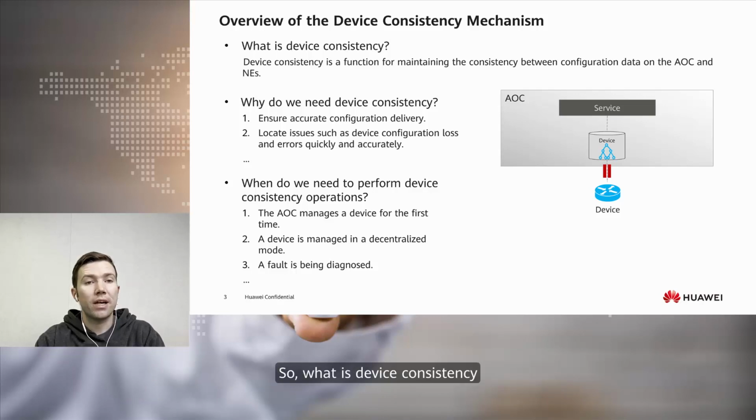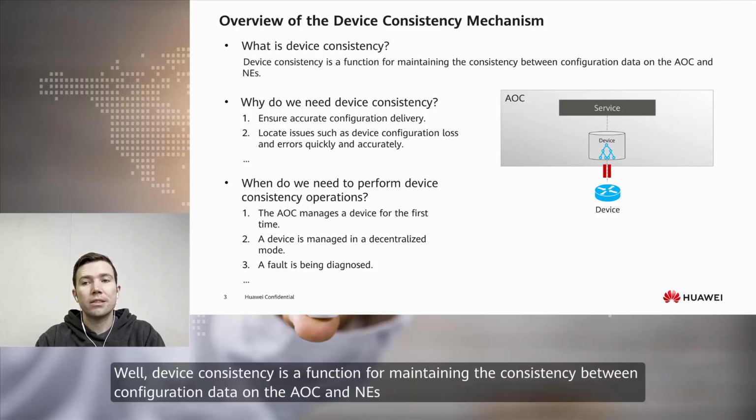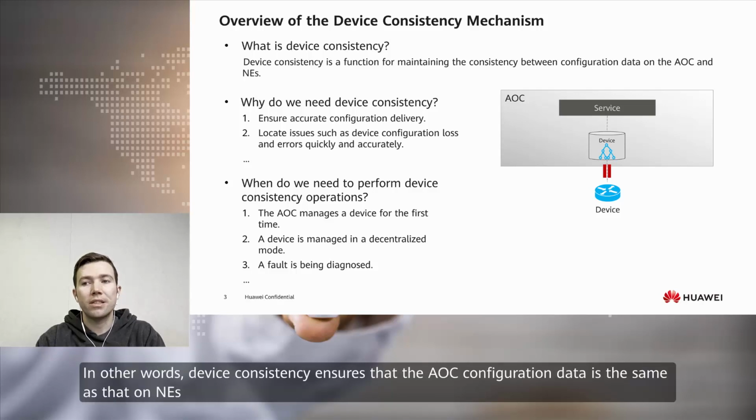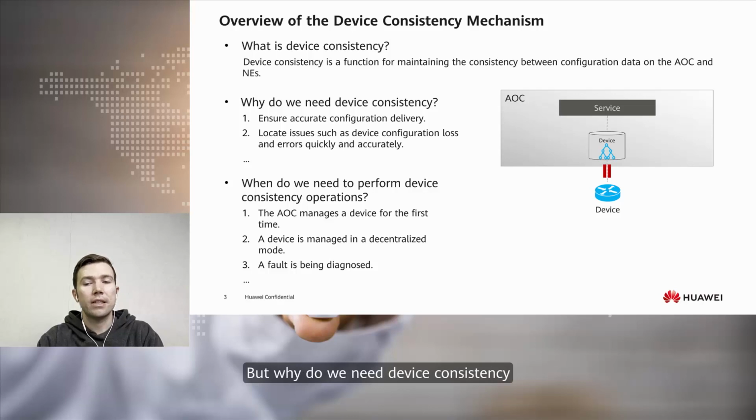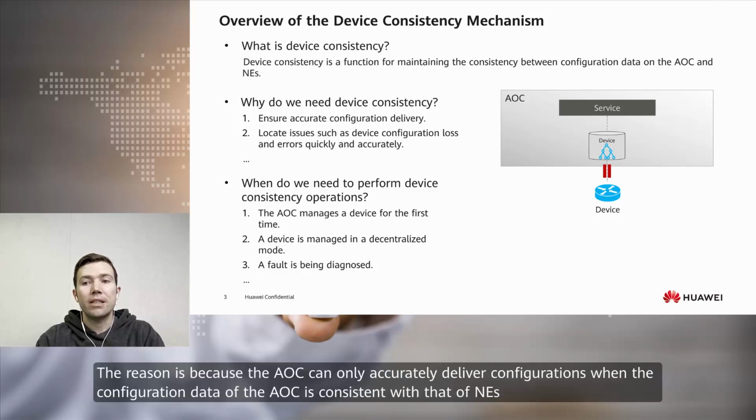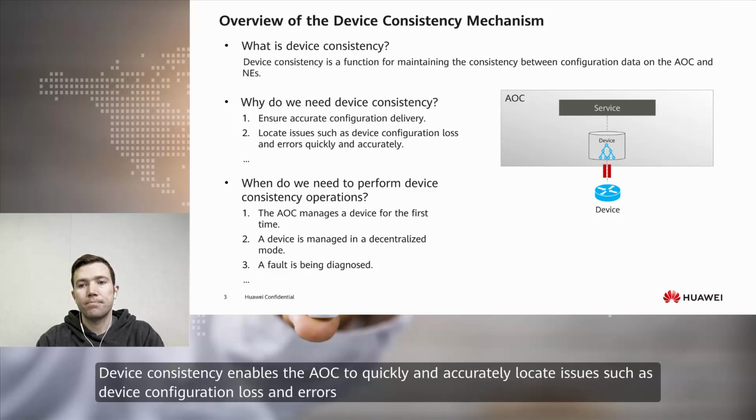So what is device consistency? Well, device consistency is a function for maintaining the consistency between configuration data on the AOC and NEs. In other words, device consistency ensures that the AOC configuration data is the same as that on NEs. But why do we need device consistency? The reason is because the AOC can only accurately deliver configurations when the configuration data of the AOC is consistent with that on the NEs. Device consistency enables the AOC to quickly and accurately locate issues such as device configuration loss and errors.